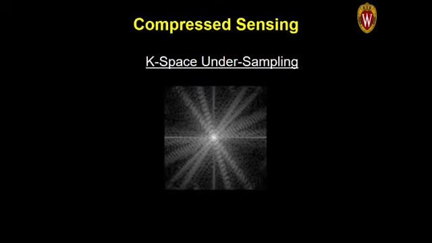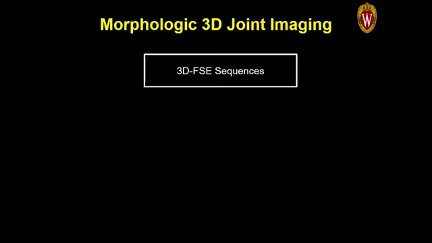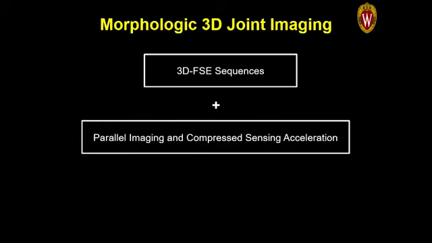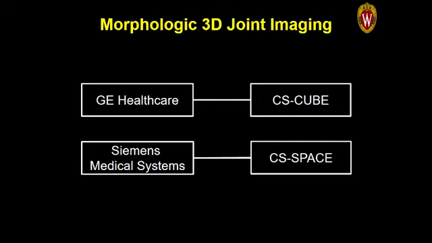Now, the next technique I'd like to discuss for acceleration of musculoskeletal MRI is compressed sensing. Compressed sensing utilizes k-space undersampling in order to accelerate scan time. Compressed sensing has been used to accelerate morphologic three-dimensional joint imaging. A three-dimensional fast-spin echo sequence is accelerated using both parallel imaging and compressed sensing acceleration. Obviously, we use high-field strength scanners and multi-channel coils in order to maintain adequate signal-to-noise ratio using the acceleration methods.